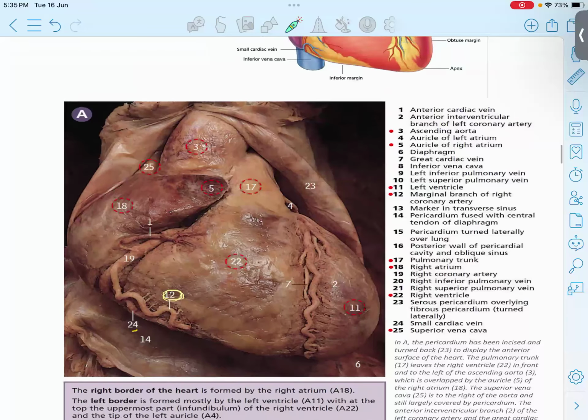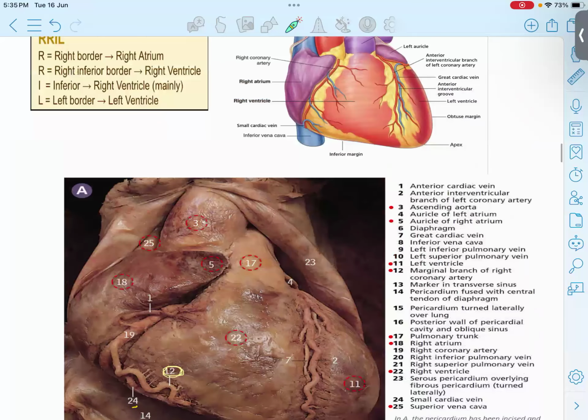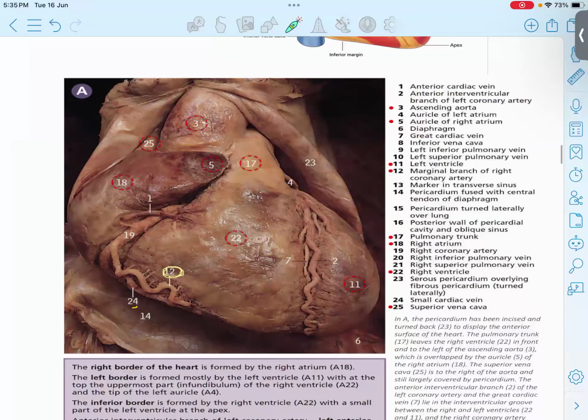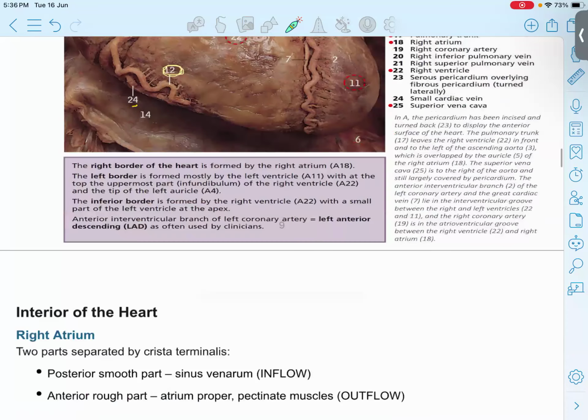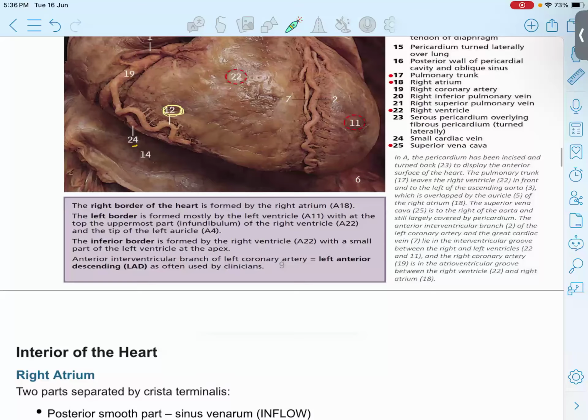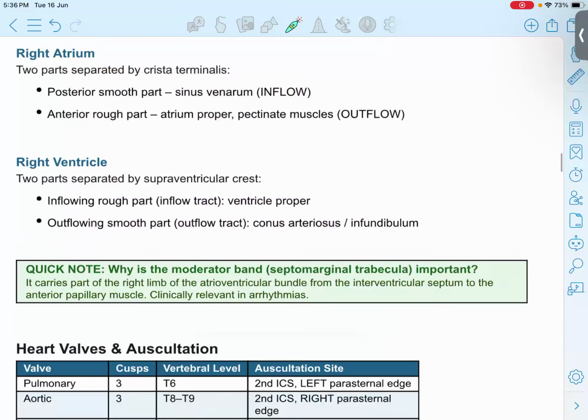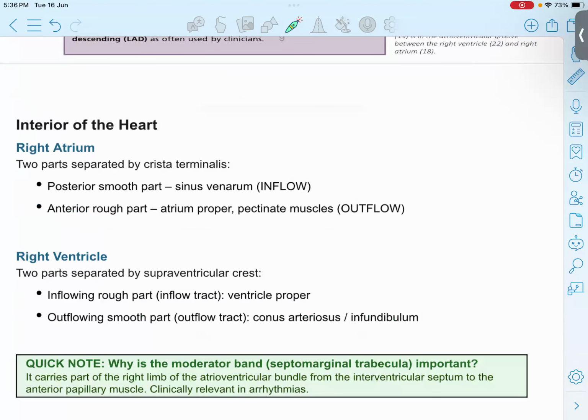Okay, and 24 is not important. It is a small cardiac vein. It is not asked actually. What is this for? This is the left ventricle, and this is the left atrium, not. It is the auricle. 4 is a tiny structure, the auricle of the left atrium. Other structures, just go through. The interior of the heart is not important. Just keep reading once.